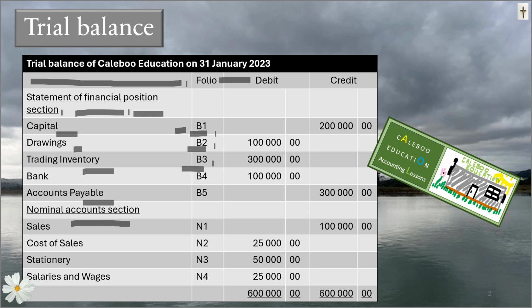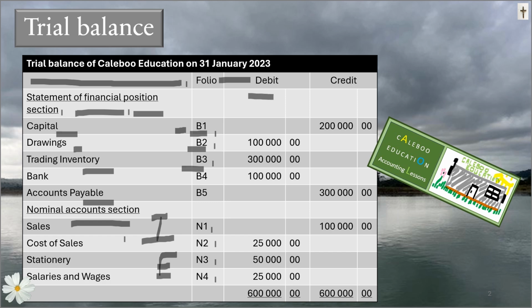Then there's a nominal account section for income and expense accounts, and they're also given a folio reference. In this case here, N1, N2, N3, N4, nominal account 1, 2, 3, 4. Normally the income accounts come before the expense accounts.